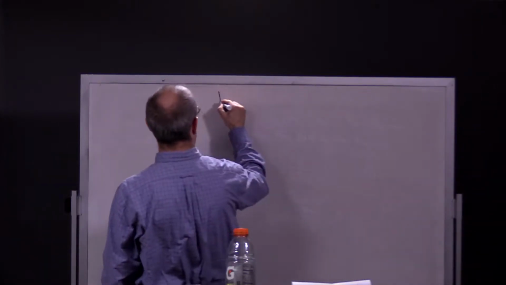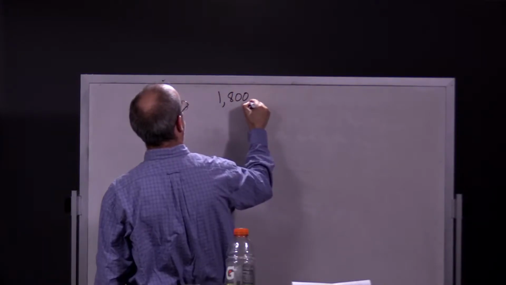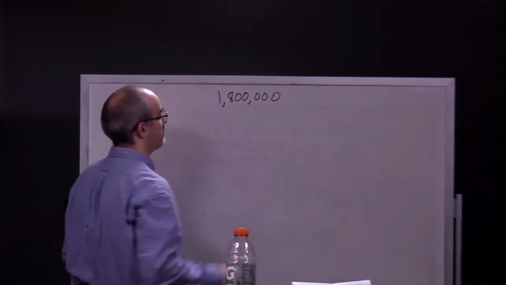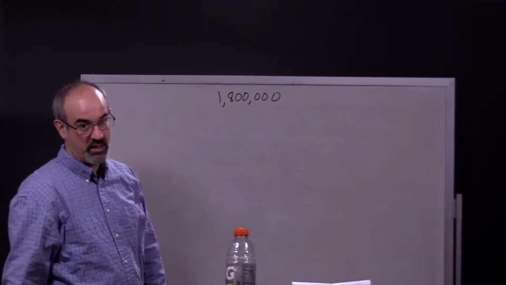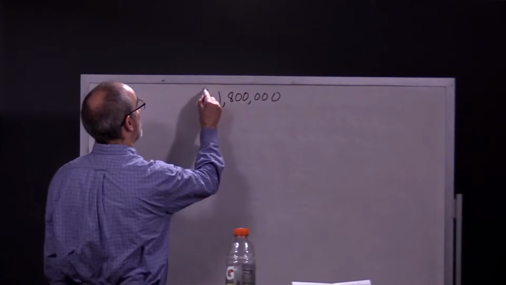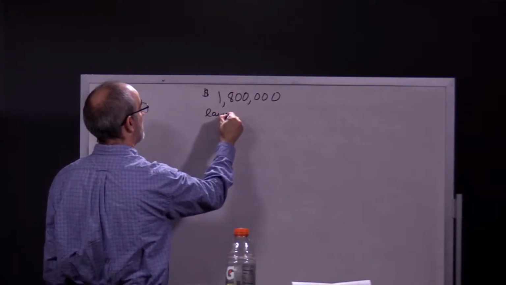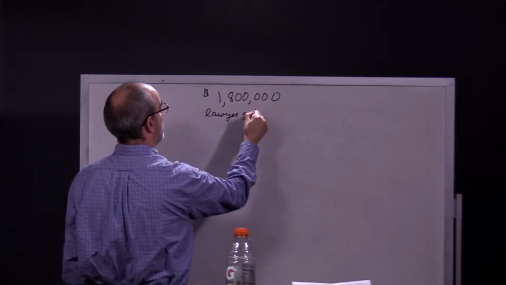If you win a court case and are awarded $1.8 million and your lawyer's fee was 30%, how much does the lawyer get? All right, so the winnings were 1.8 million. I'm going to write 1.8 million like this because that's what 1.8 million means, 1,800,000. Lawyer gets 30%.